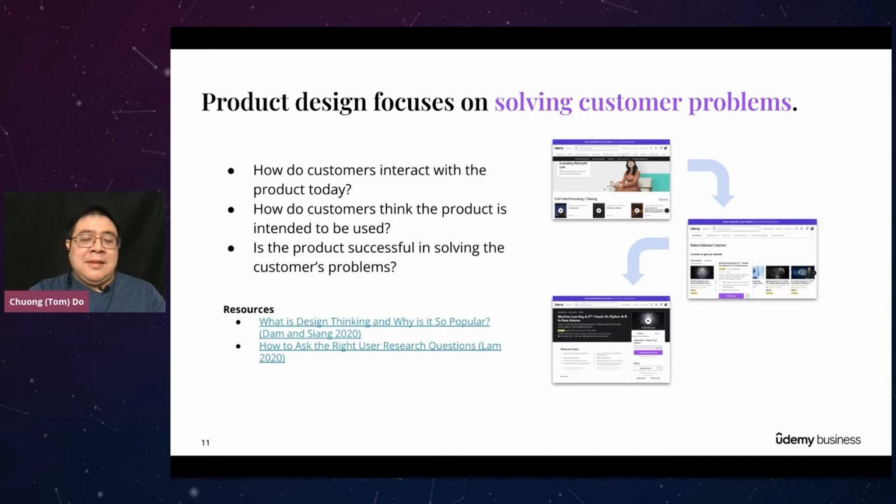So key questions that you need to understand include understanding how people interact with the product, how do they think the product is going to be used, and is the product really successful in solving customer problems? So for instance, when you're thinking about a flow from one page to another page, the key question is, is the customer behaving in the way that you expect? Or is the customer simply navigating on your website because they're confused about what's going on, right?